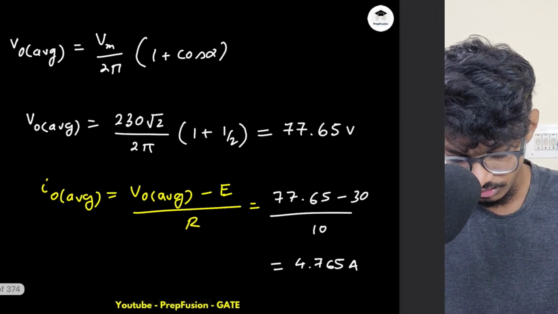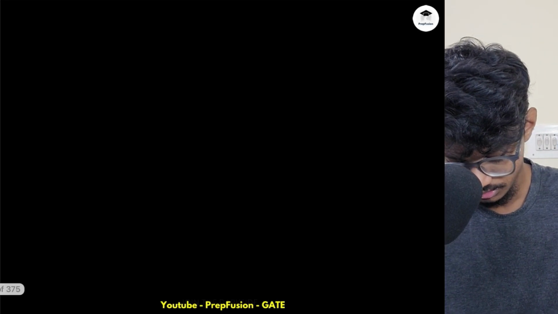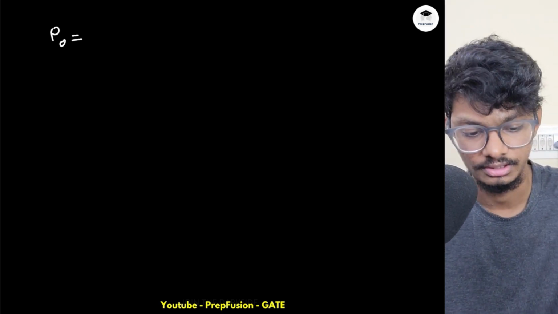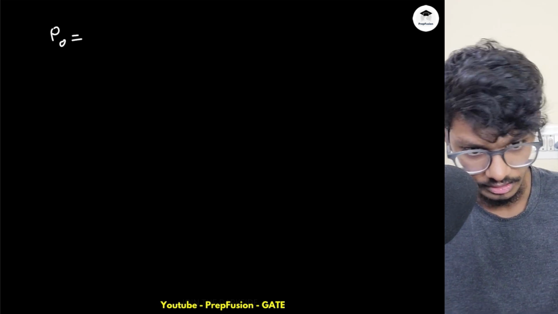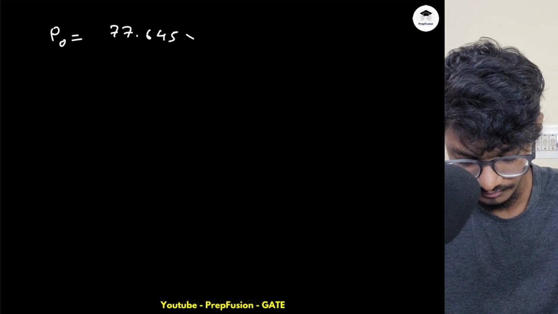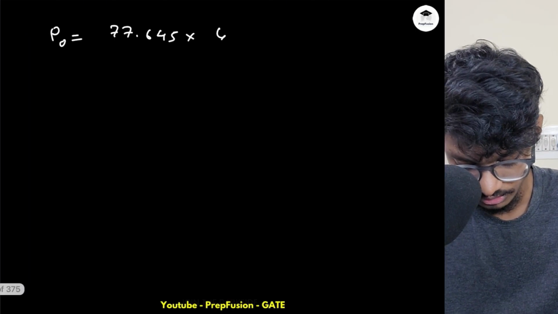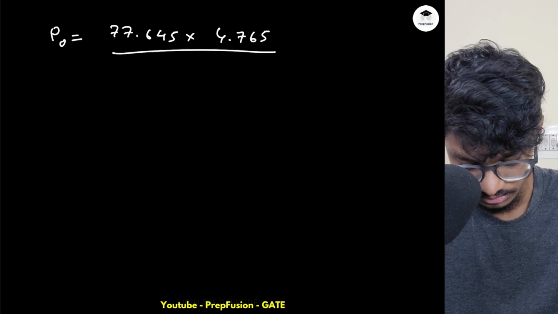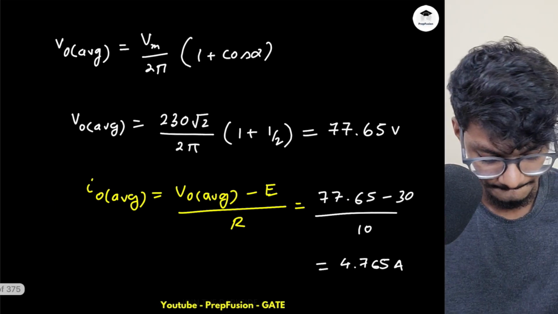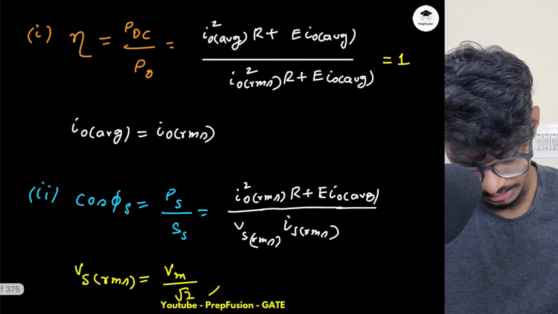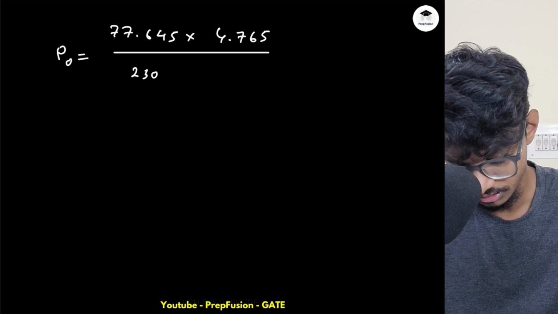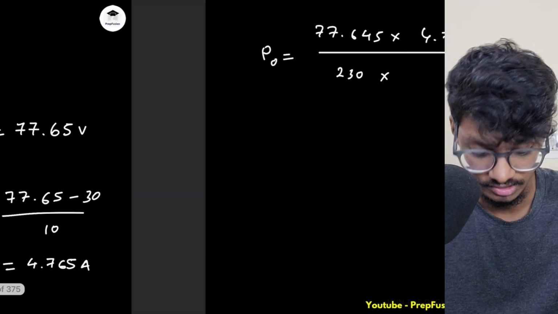And what will be my power consumed? PO will be IO RMS whole square into R, or you can do it otherwise also, VO average into IO average, like that also you can do. So this will be basically 77.645 into 4.765 divided by this SS. This is Vm by root 2, so this is 230 only into IS RMS. Now what is IS RMS?